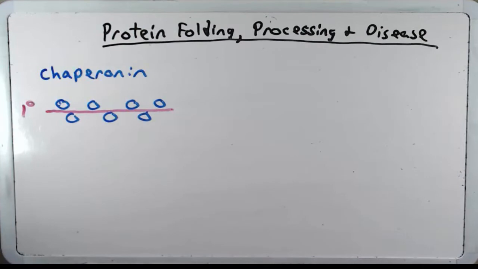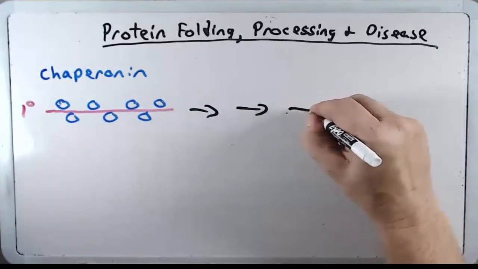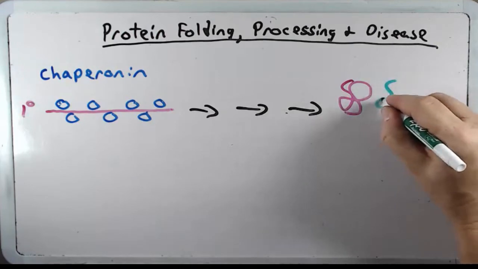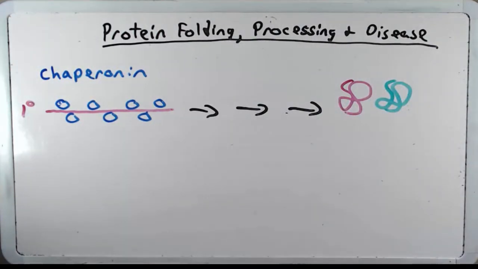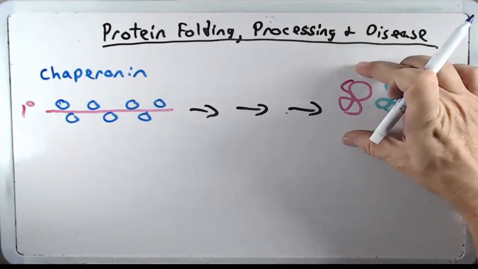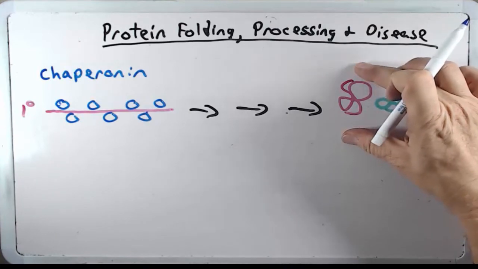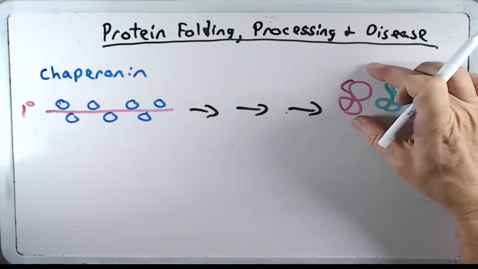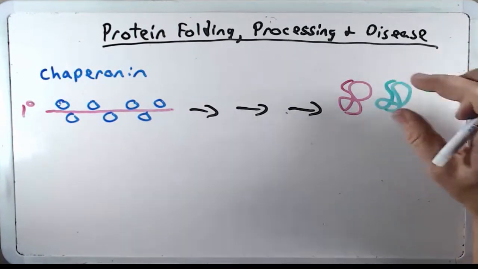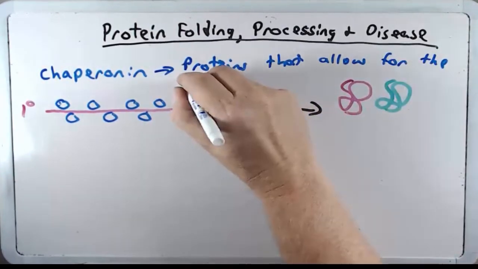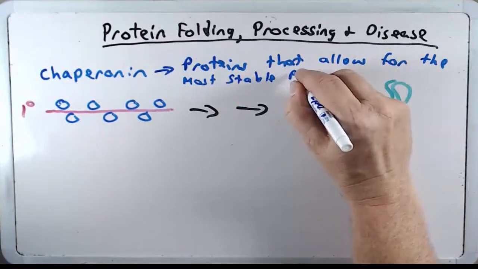So as it goes from primary to secondary to tertiary and maybe to the quaternary structure, where we have two proteins, which I'll just symbolize like that, coming together and binding in this final quaternary structure. These chaperonin proteins are incredibly important in making sure that the optimal way that this protein can fold, it will fold that way. Without the chaperones, sometimes proteins won't form correctly, and they will fold in an incorrect formation. So chaperonins are proteins that allow for the most stable protein formation.